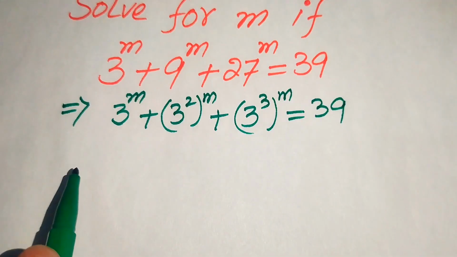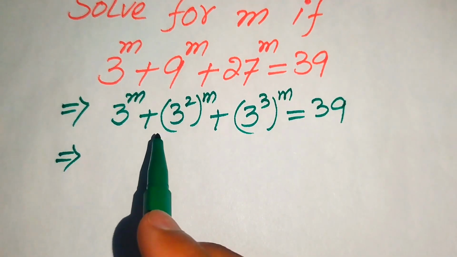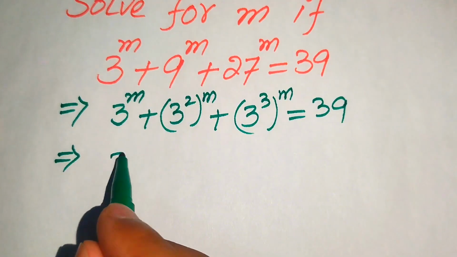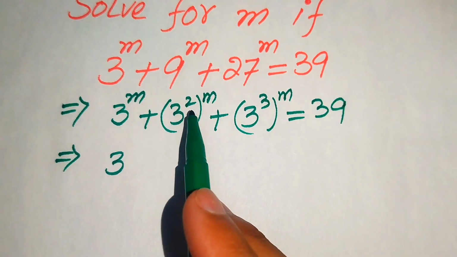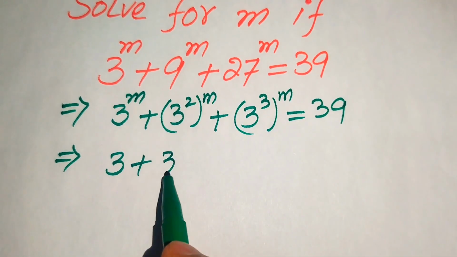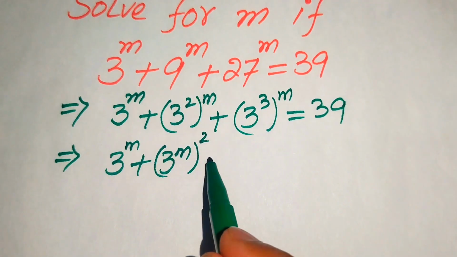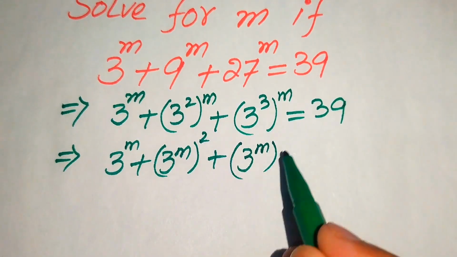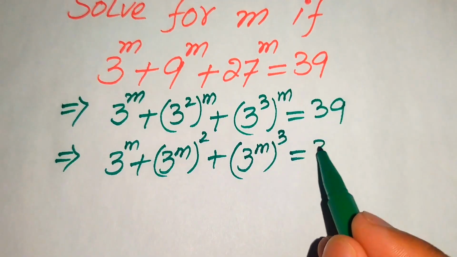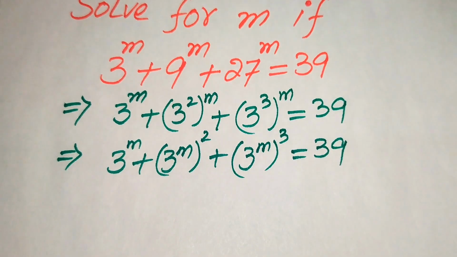Further, in the next step we use the nice exponent law. According to this law we multiply these two exponents, or in other words we exchange these two exponents. So it will be written as 3 to the power of m and its whole squared, plus 3 to the power of m and its whole cubed, and this whole equation equals 39.